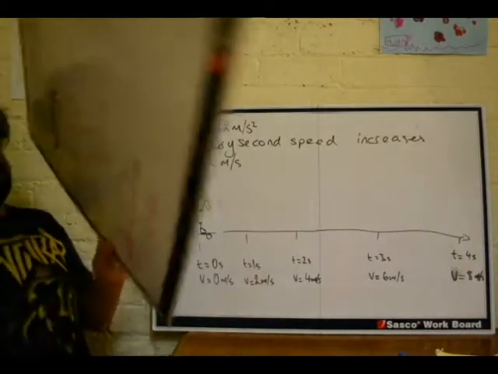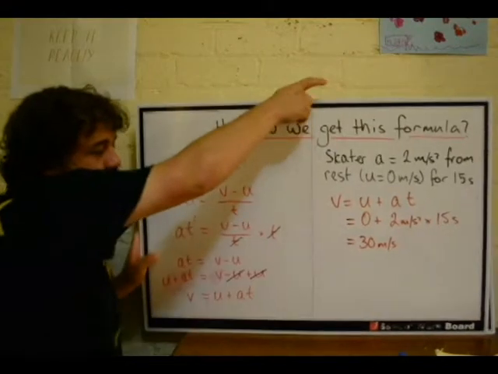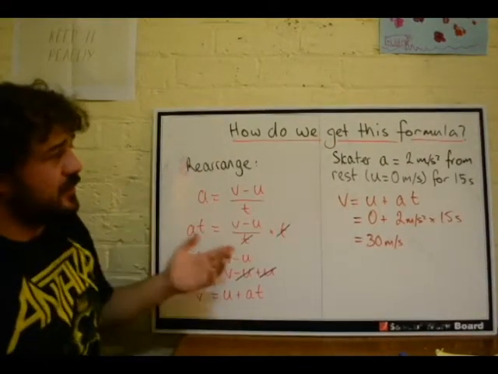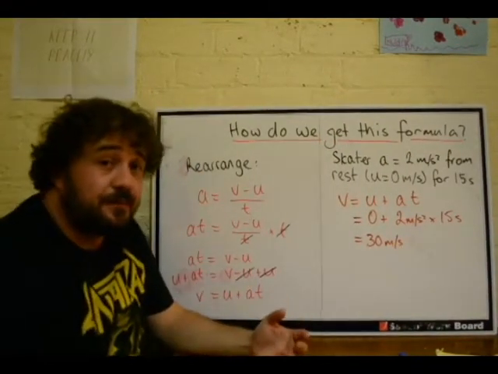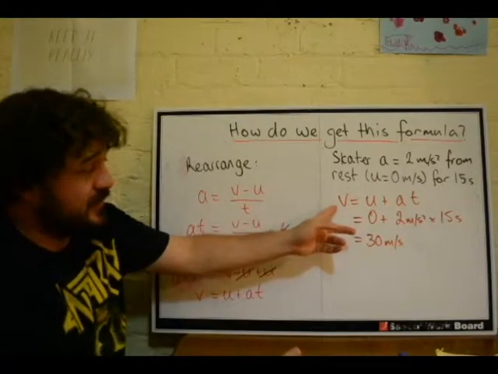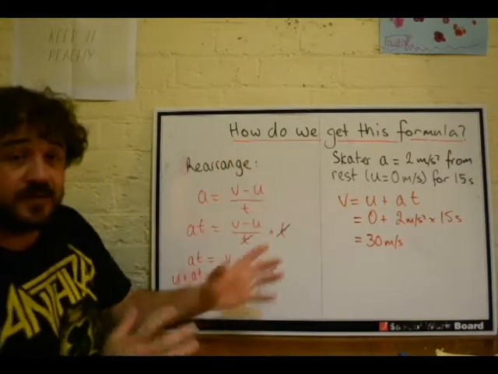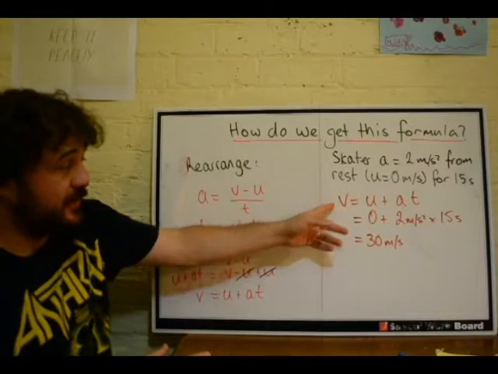Now, if you want to do this graphically, as a calculation, we'd have to use this equation. But how do we get that formula? How do we get that formula right there?